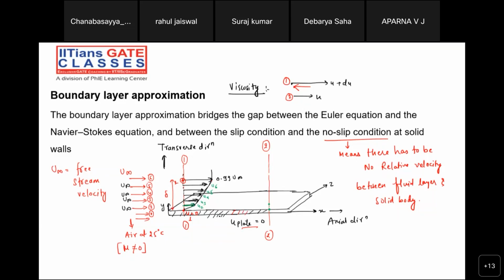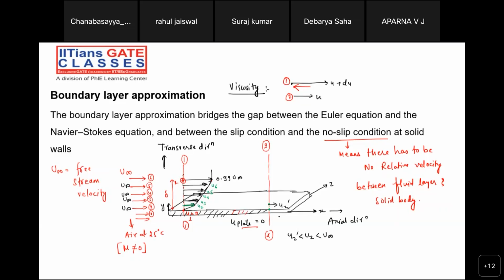And if that body is kept under rest condition, what is going to happen? There has to be some retardation in the flow direction. In the transverse direction, there has to be a reduction in the flow. Are you getting my point? Now, with that segment, it is going to have lesser velocity, u2 dash. u2 dash will be less than u2, less than u infinity.